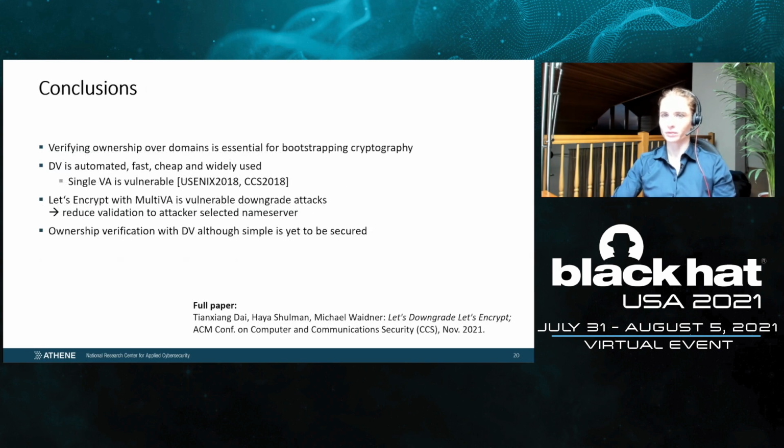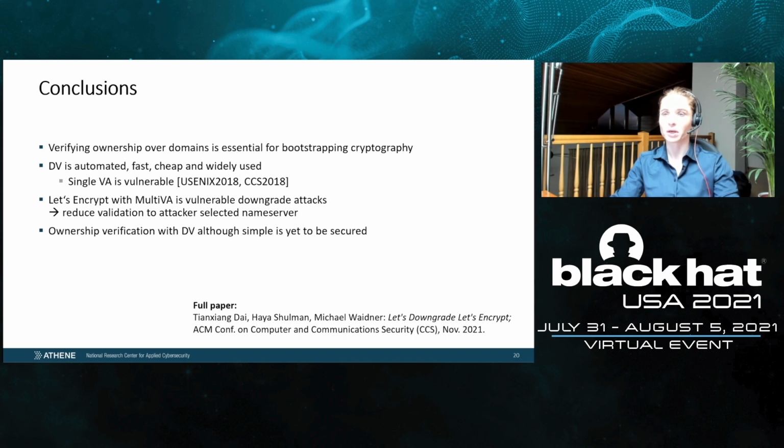So, to conclude, domain validation is critical for bootstrapping cryptography on the internet. After validating control over a domain, a CA generates a certificate which can be used to establish cryptographic material and protect communication between the clients and the server. In contrast to other means for verifying control over a domain, domain validation is automated and fast and cheap. So these benefits made domain validation very popular. However, the benefits of domain validation are also coupled with insecurity, and attacks in 2018 demonstrated that single VA domain validation is vulnerable to off-path attacks.